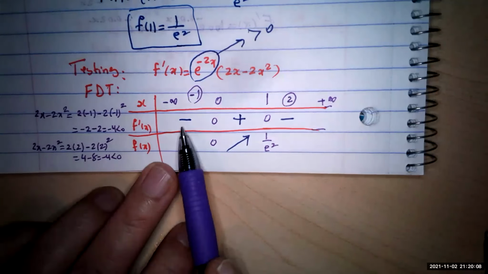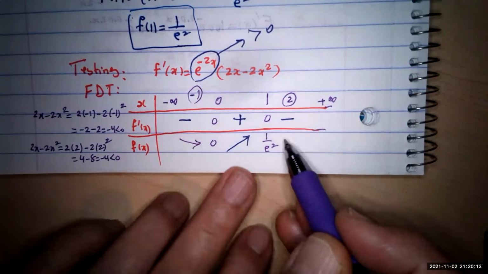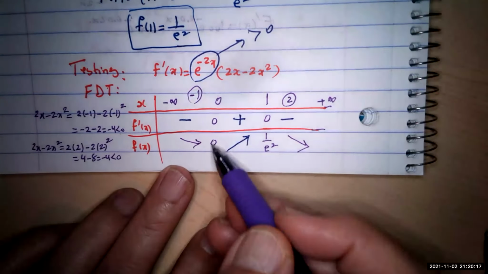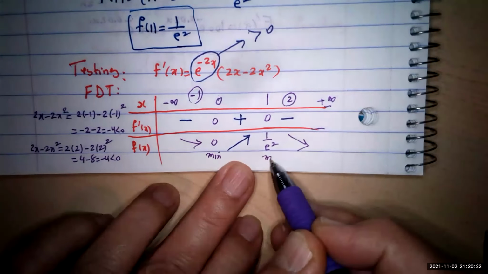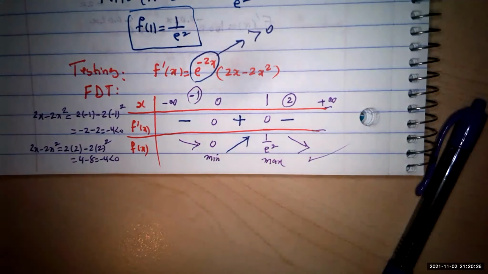So f prime negative means you're going down, and you're going down. That's it. So at this point, we get the minimum. At this point, we get a maximum. F of 0 equal to 0 is a relative minimum. F of 1 equal to 1 over e squared is going to be a relative maximum. And you have all the information that you need for this function.